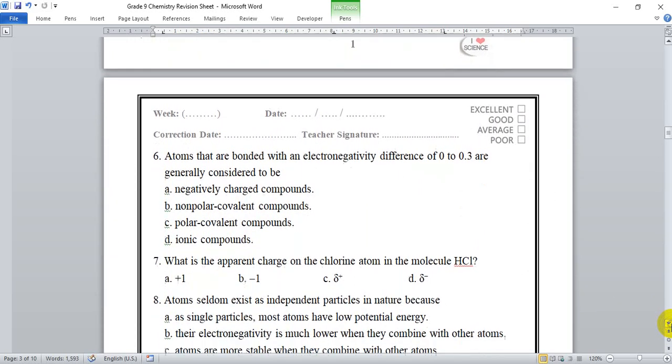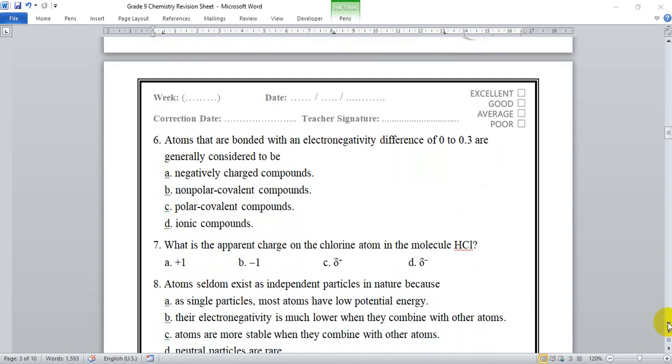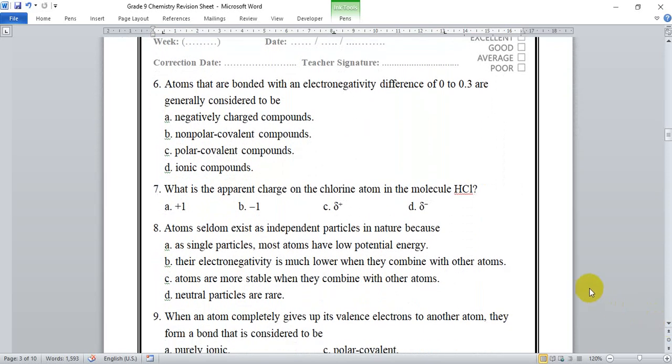Number 6. Atoms that are bonded with an electronegativity difference from 0 to 0.3 are generally considered to be negatively charged compounds, non-polar covalent compounds, polar covalent compounds, or ionic compounds. The difference in electronegativity between 0.0 and 0.3 is the least difference in electronegativity. It will be non-polar compounds.